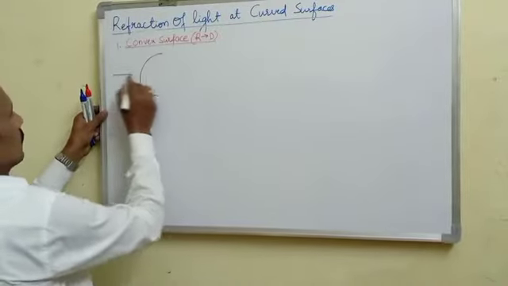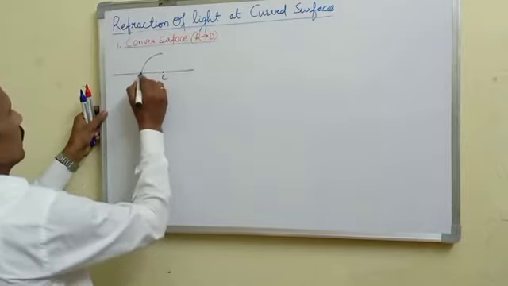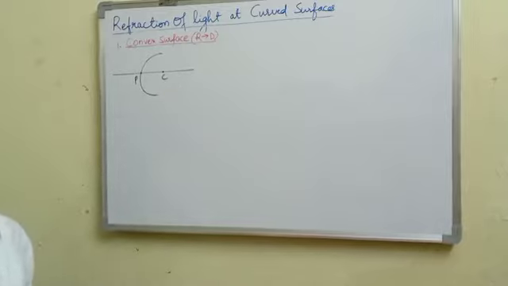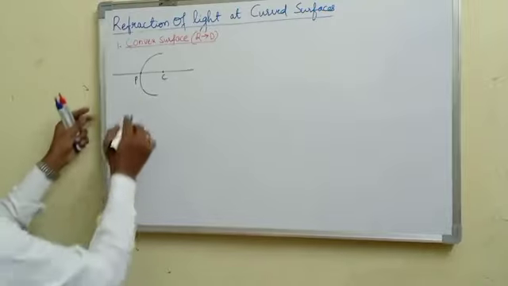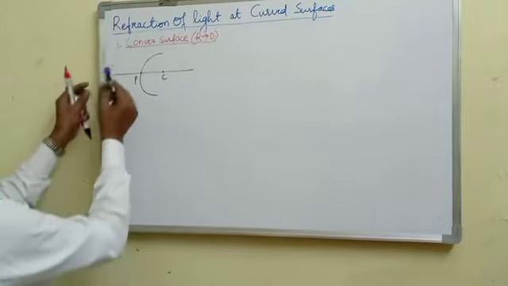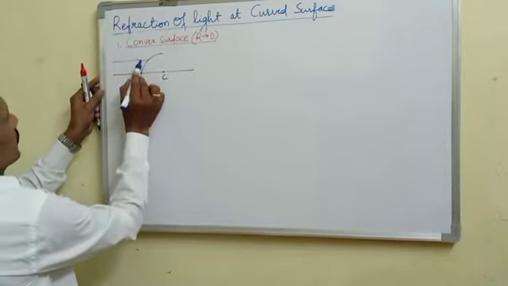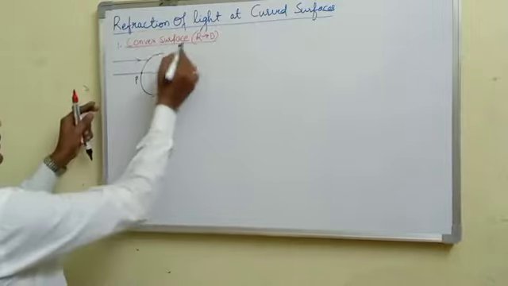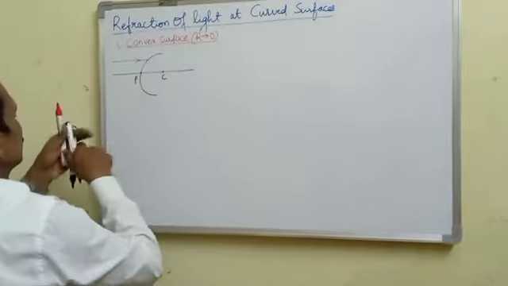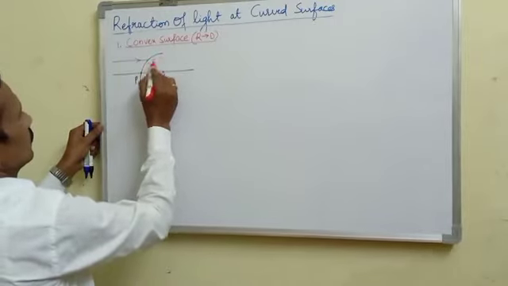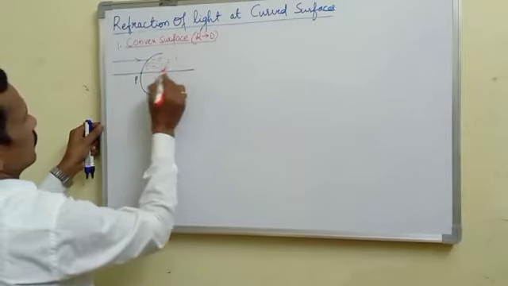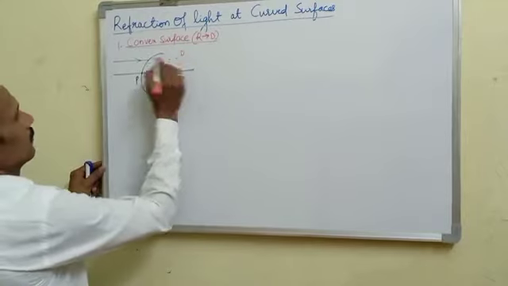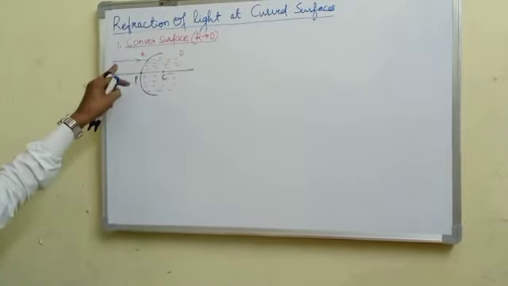This is the center of curvature, this is the pole. The line which passes through the center of curvature and the pole is called the principal axis for this curve. Now a parallel light ray from the object strikes the convex surface. So it is rarer to denser. Assume that this is water, so it is the denser medium, and this is the rarer medium. The light ray propagates from rarer to denser.